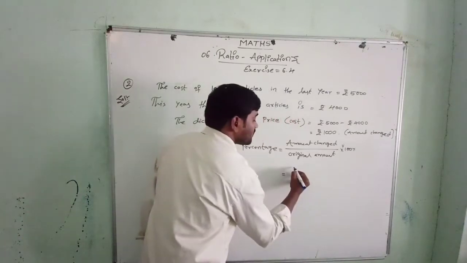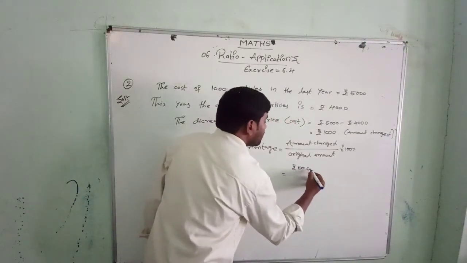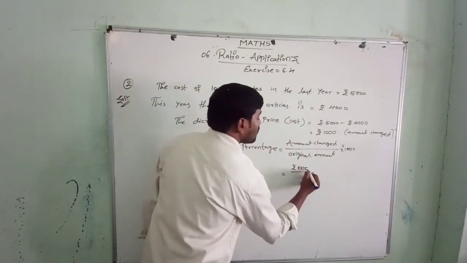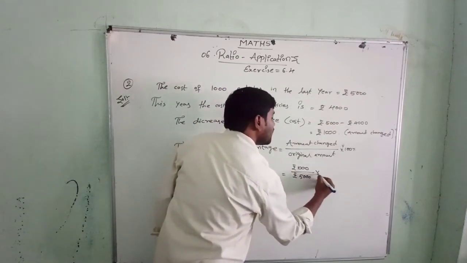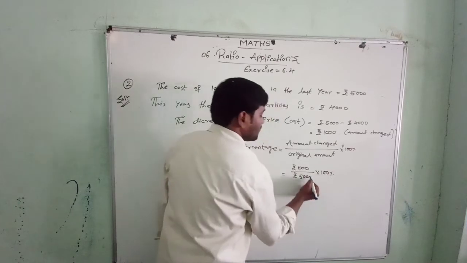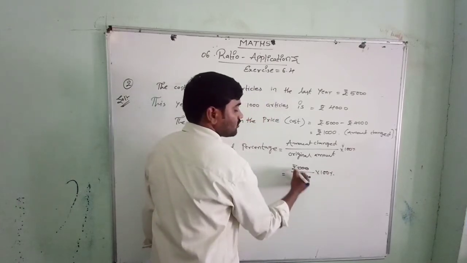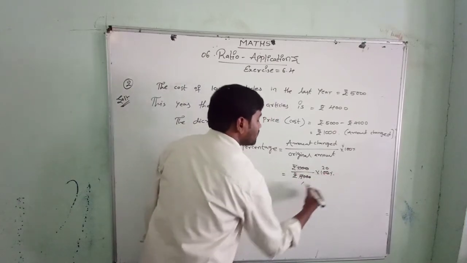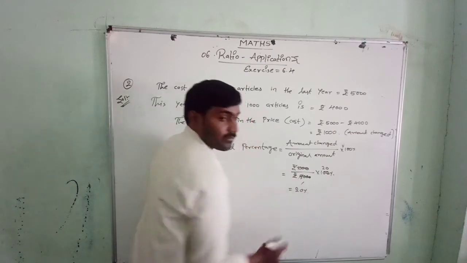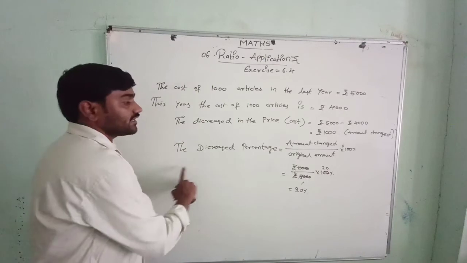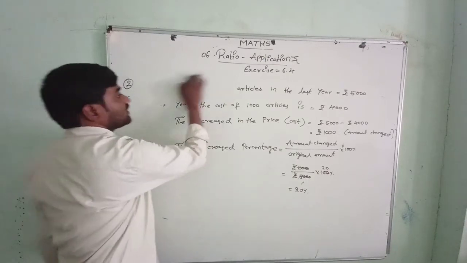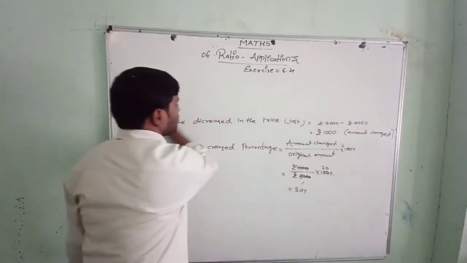The amount changed is rupees 1000. But the original amount is what? Actually the original amount is rupees 5000, into 100%. 3 zeros cancel. Rupees cancel. 5 ones are 5, 20. That is 20%. The 20% is the decreased percentage.